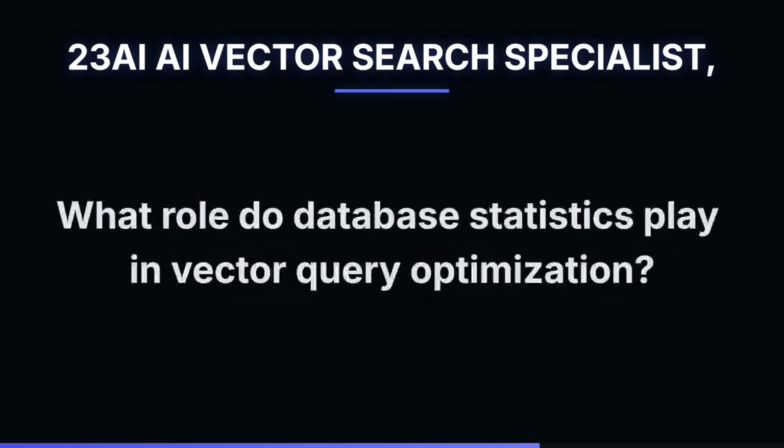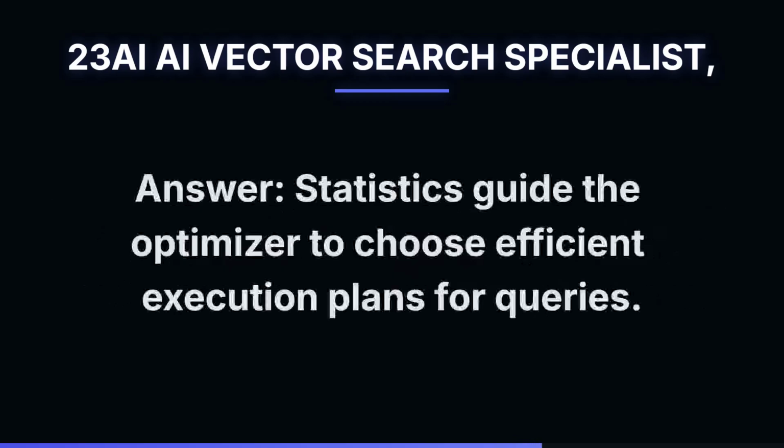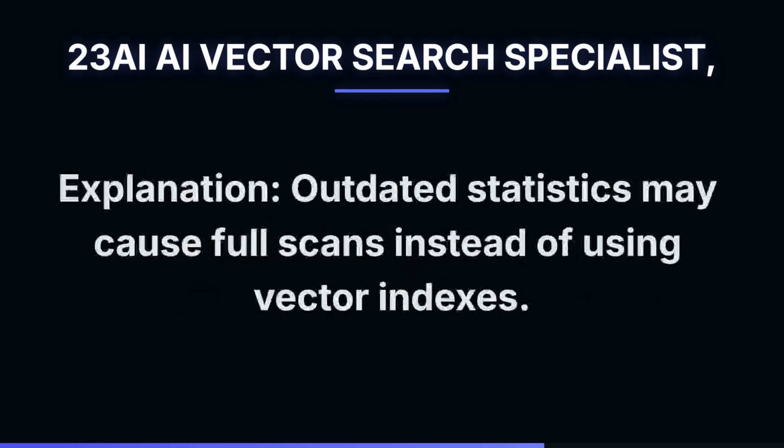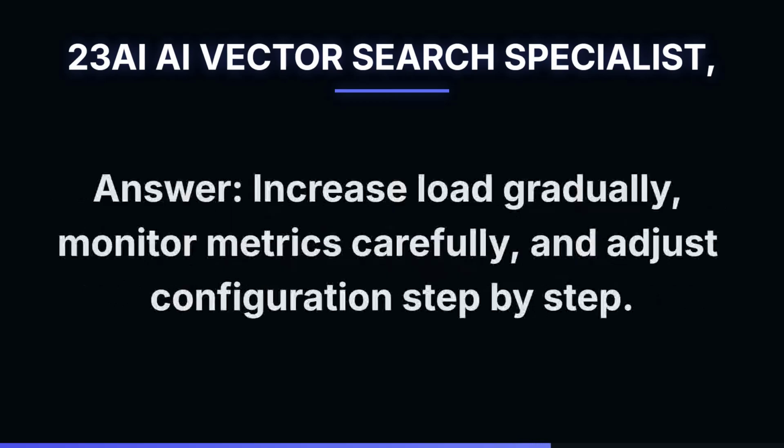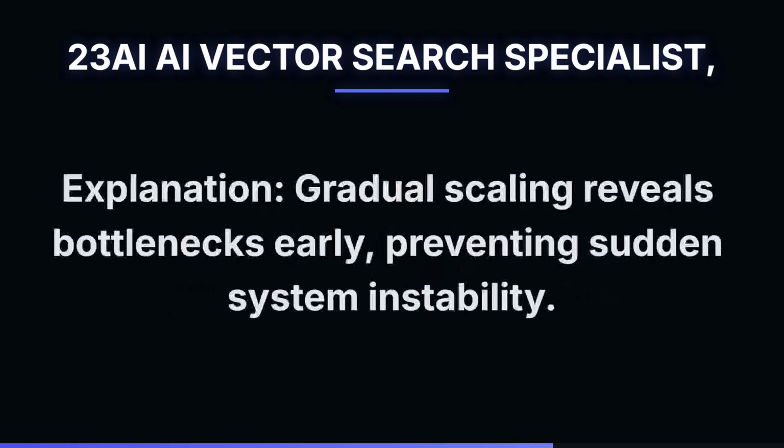4. What role do database statistics play in vector query optimization? Statistics guide the optimizer to choose efficient execution plans for queries. Outdated statistics may cause full scans instead of using vector indexes. 5. What is a safe approach to scaling vector search workloads? Increase load gradually, monitor metrics carefully, and adjust configuration step by step. Gradual scaling reveals bottlenecks early, preventing sudden system instability.